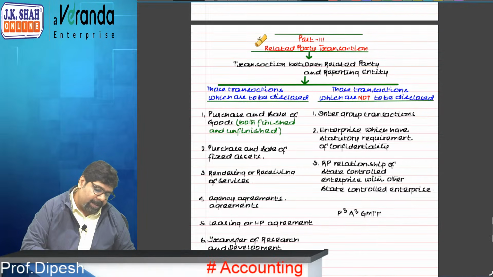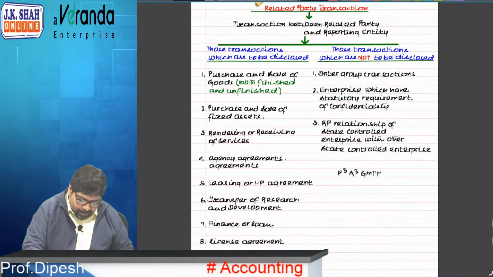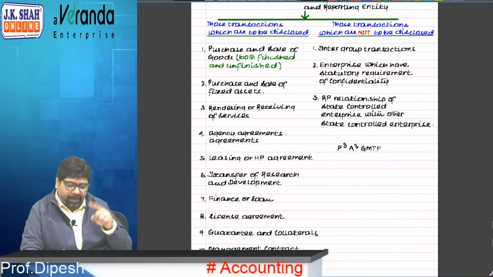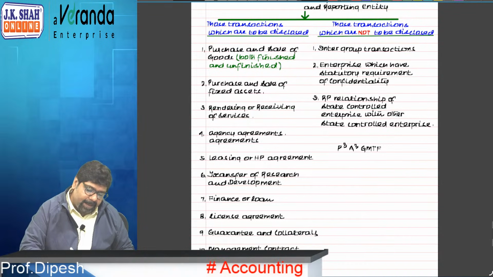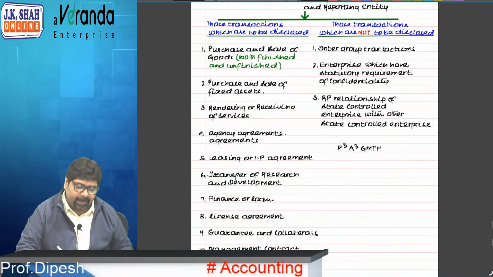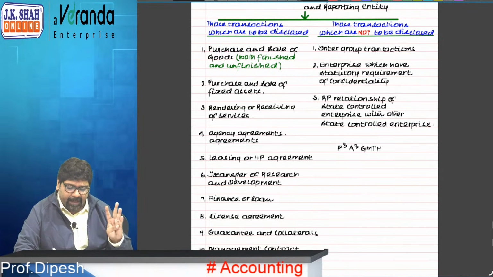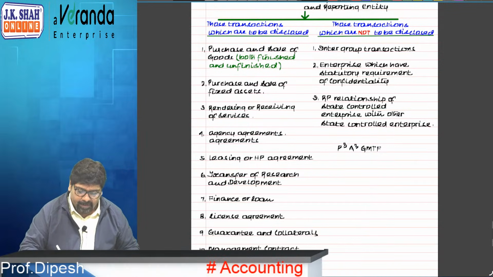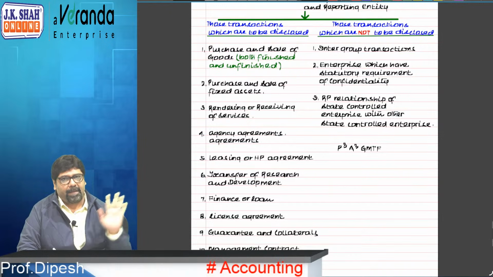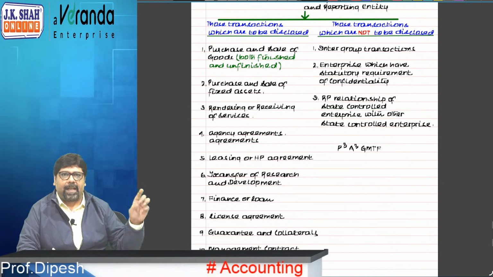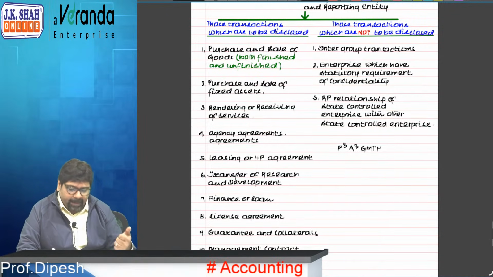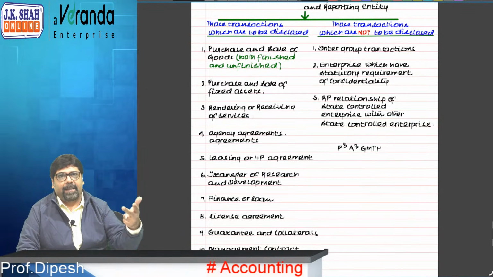If you have a related party, transactions between related parties which are to be disclosed: purchase and sale of goods, purchase and sale of fixed assets, rendering of services. So purchase and sale of goods, services and asset. Agency agreement, licensing agreement, lease agreement, all you have to disclose. Transfer of research and development, guarantee and collateral, all you are supposed to disclose. So purchase and sale of goods, services and asset, that is three done. Licensing agreement, lease agreement and agency agreement, six done.